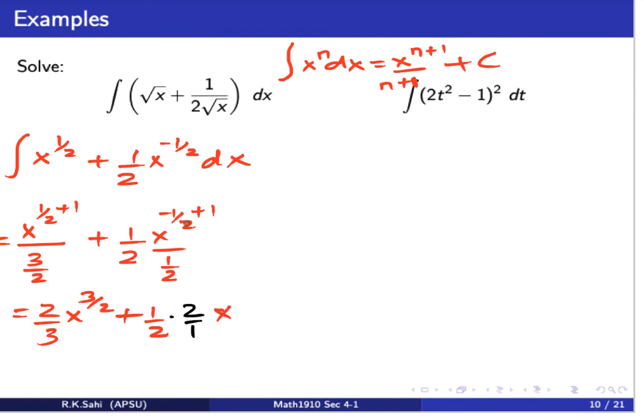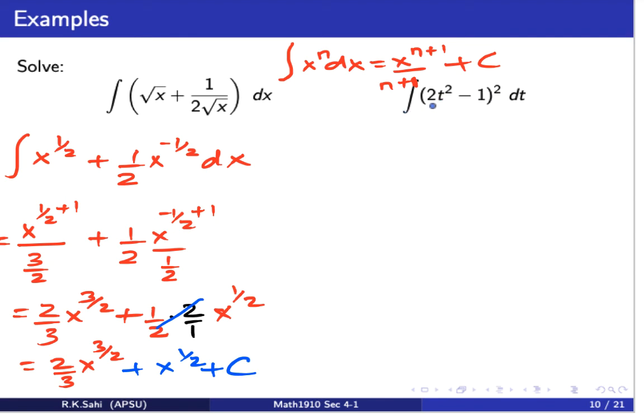x. Now remember, minus half plus 1 is simply a half. So what is our answer here? 2/3 x to the power 3 halves. Now this, guys, half times 2 to the power 1, they cancel out, plus x to the power half. The final answer, because you have a very nice looking answer here, add a C.